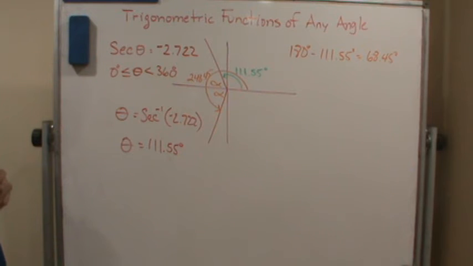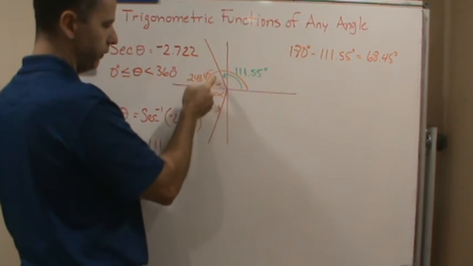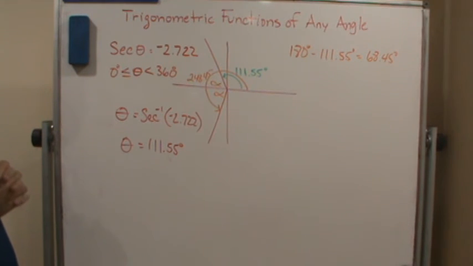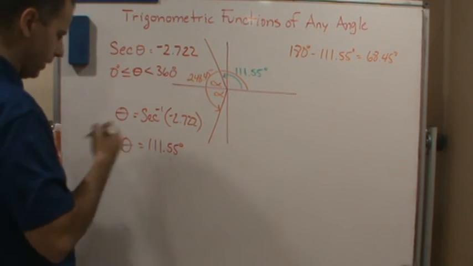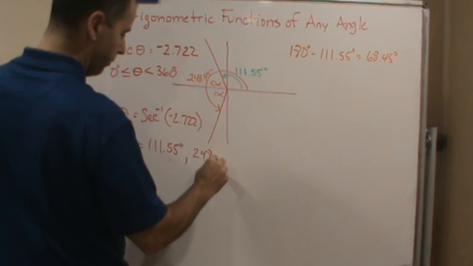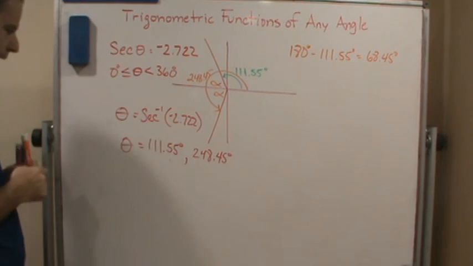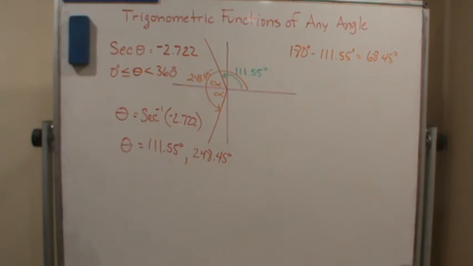Okay. Because again, having the same reference angle is what we're looking for, in this case in the second and third quadrant. So that means the calculator will give this one, but realize that theta can also equal 248.45 degrees. And if you take the secant of both of these angles, you'll get back to where you started. So they both will give you the same answer of secant theta equal to negative 2.722, approximately.